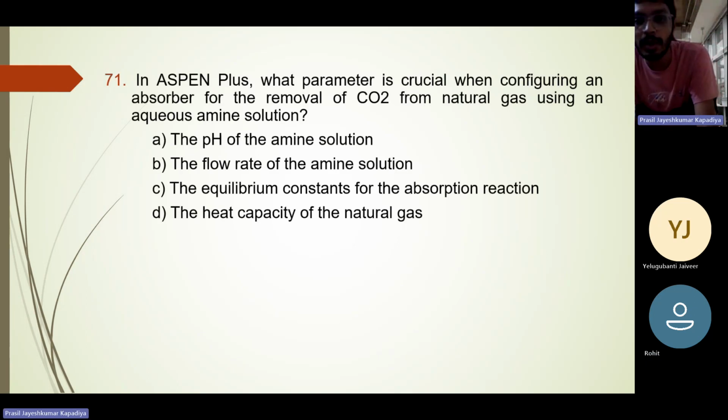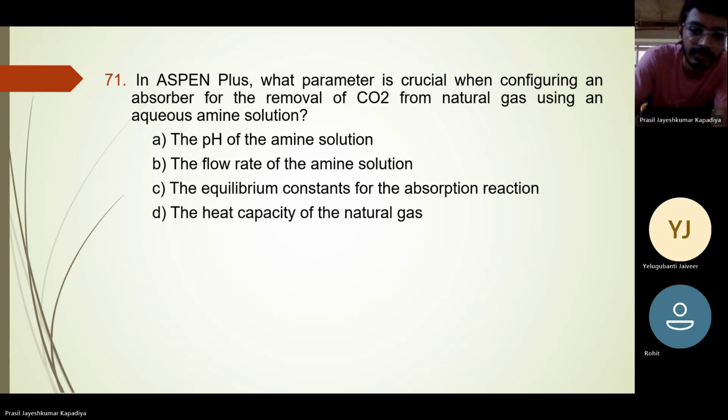In Aspen Plus, what parameter is crucial when configuring an absorber column for removal of CO2 from natural gas using an aqueous amine solution? What should be the answer? Flow rate of amine solution. Yes, since we want to absorb CO2 from natural gas into the amine solution, we should play with the flow rate of amine. So it's a crucial parameter.